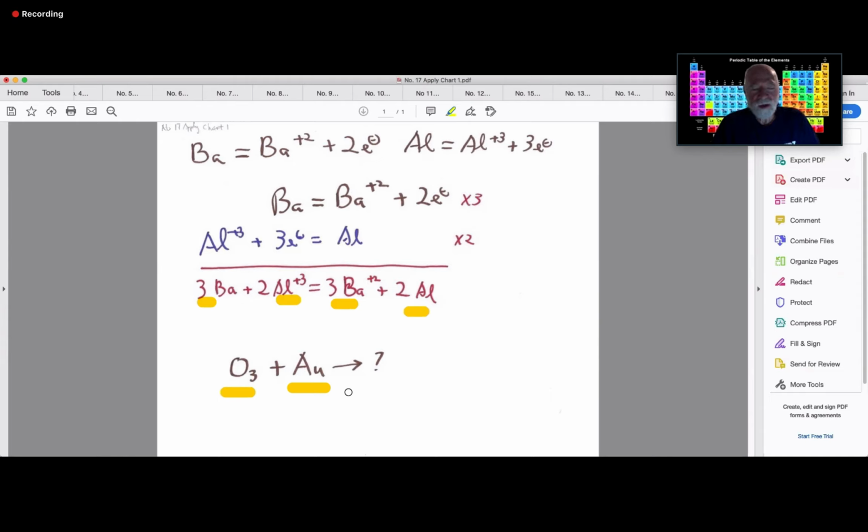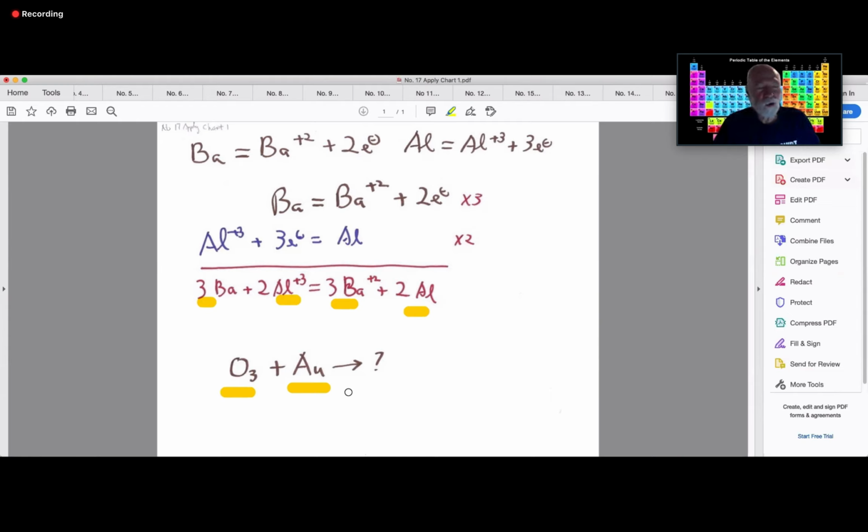Now, what you need to do, I'll give you a hint. Look low on the table. If you look low on the table, you'll find a half reaction with gold in it, and you'll also find a half reaction with ozone in it. Now, you've got to switch one of the two around, but see if you can come up with a reaction where you have ozone and gold on the left, and then see what the products will be on the right.